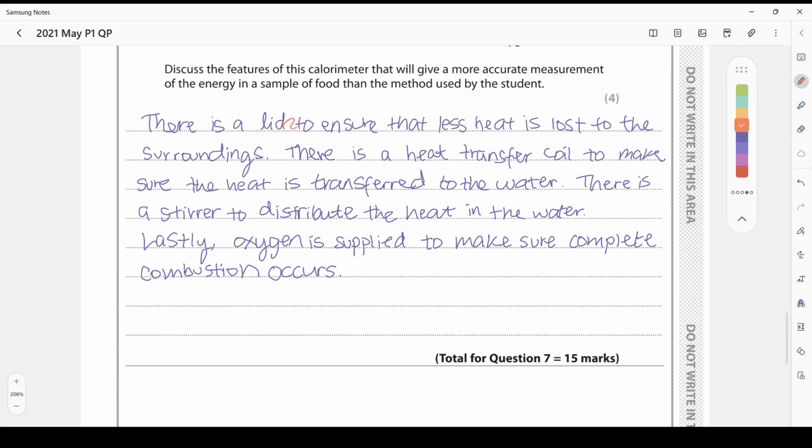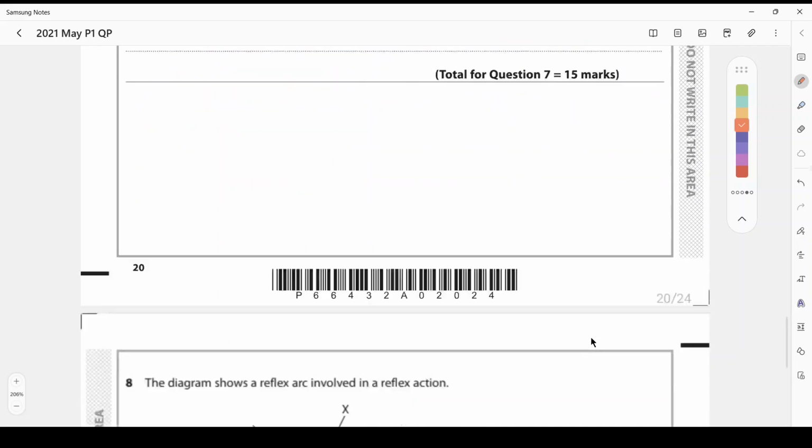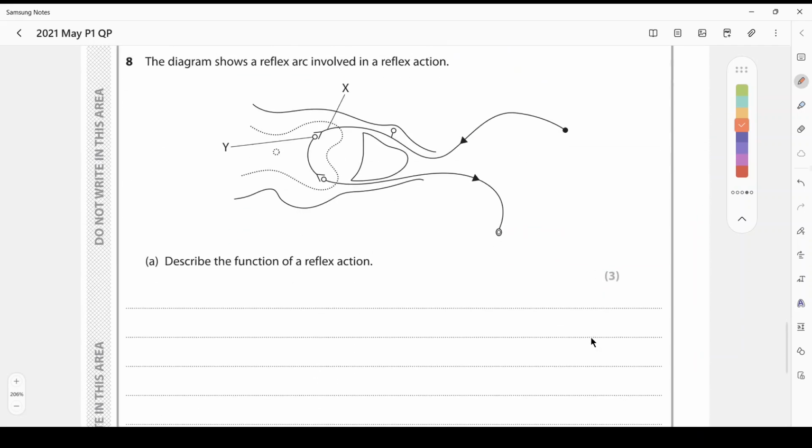So we can say there is a lid to ensure that less heat is lost or less heat escapes. There is a heat transfer coil to make sure that the heat gets transferred to the water. There is a stir to distribute the heat in the water. And then we have oxygen is supplied or oxygen is used to make sure complete combustion occurs. So that's 1, 2, 3, 4, 5 marks. All right, let's move on to the last question of this paper.